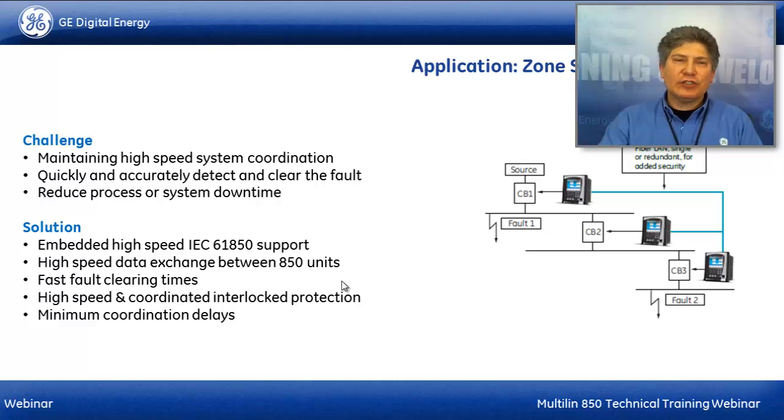The next application shows us zone selective interlocking. So the challenge here is maintaining the high speed coordination, quickly and accurately detecting and clearing faults and reducing processor system time. Once again, the 61850 support is very important. It allows us to do this at a very high speed. We're looking at times as fast as 3 milliseconds of communications from peer-to-peer communications. Which results in fast clearing times and high-speed coordinated interlocked protection.